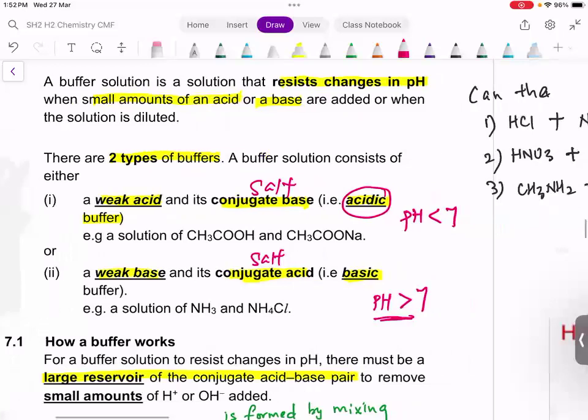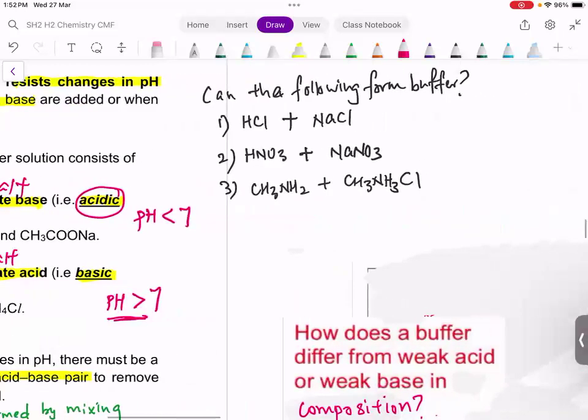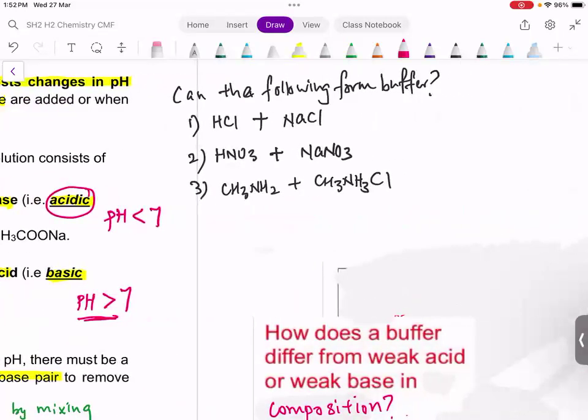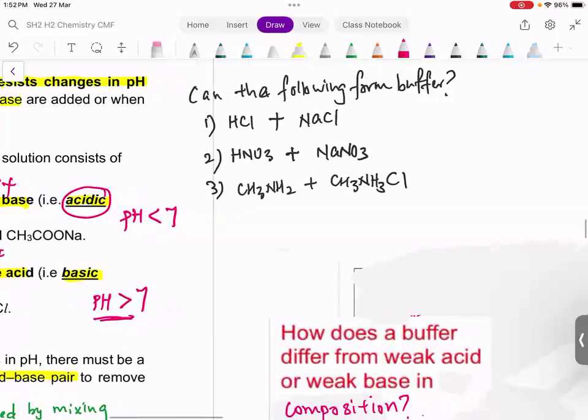All right, so very quickly, let's try this. Can the following combination form a buffer? Number 1, HCl and sodium chloride. They are a conjugate acid-base pair, right? Can they form a buffer? Cannot. Why not? Because there's no weak acid, no weak base. To form a buffer, you must involve either a weak acid or a weak base. So this one cannot work.